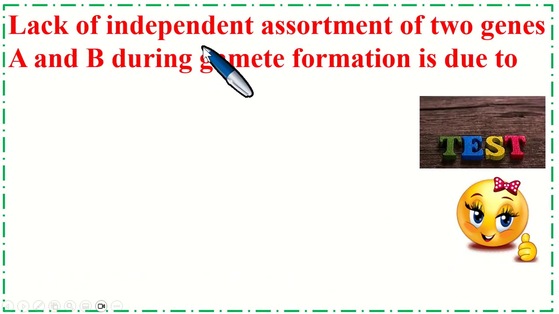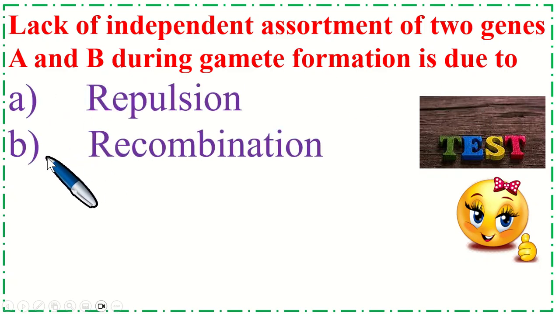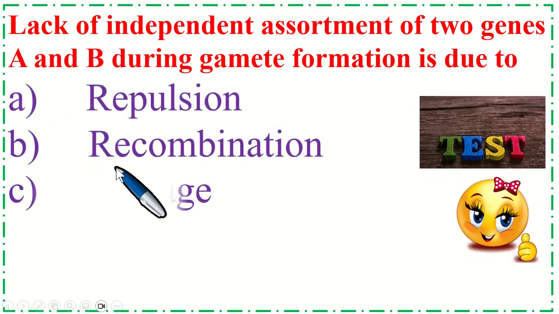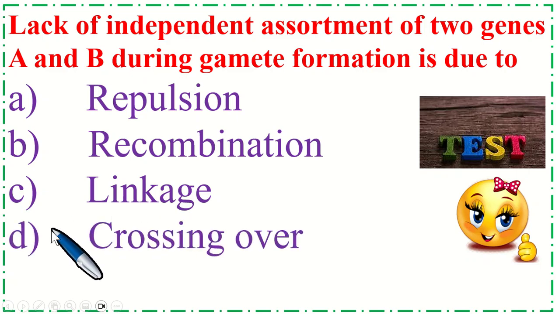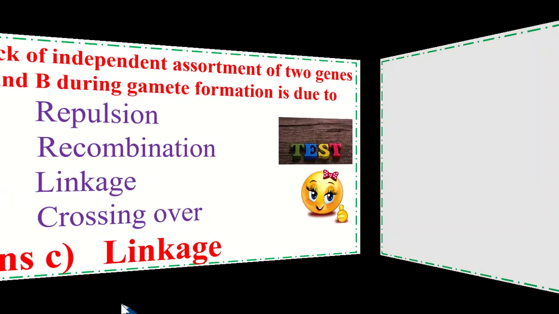Lack of independent assortment of two genes A and B during gamete formation is due to option A repulsion, B recombination, C linkage, and option D crossing over. Correct option is C, linkage.